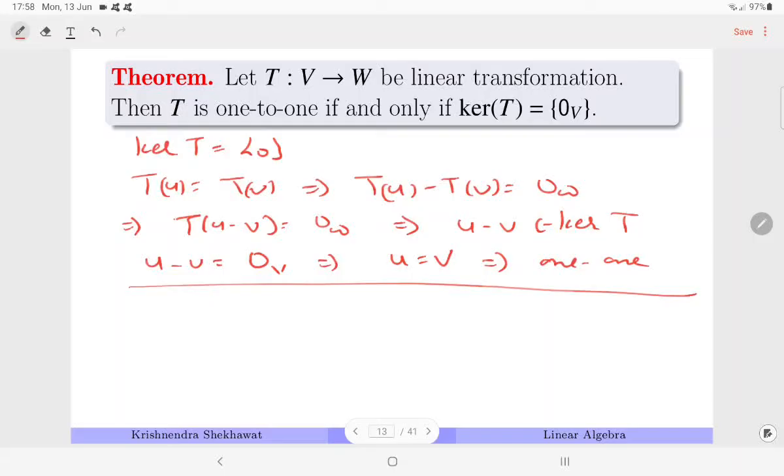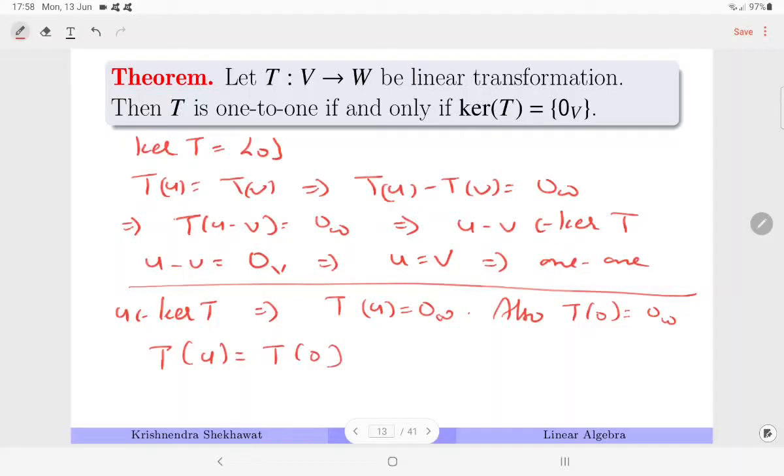Yes, now let's assume it is 1-1. I have to show that kernel T is 0. So let u belong to kernel T. I have to show u is 0. U belongs to kernel T, then T of u is 0. Also, we did a theorem which says that T of 0 is always 0. From these two equations, if you compare the left hand side and right hand side, you will get T of u is equal to T of 0. But T is 1-1. That gives you u is equal to 0. And that means that kernel T is the 0 vector.